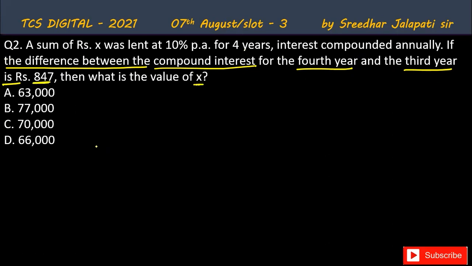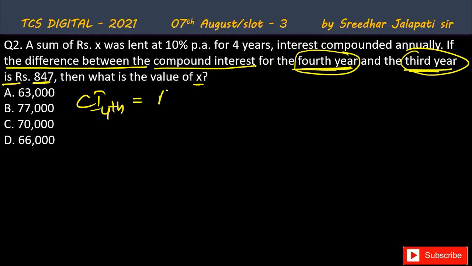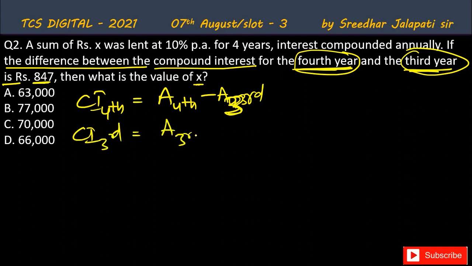So you need to understand this question carefully, that this is the difference between the interest earned for the 4th year and the 3rd year, not for 4 years and 3 years. This is particularly for the 4th year, and this is particularly for the 3rd year. By the way, interest for the 4th year is nothing but amount at the end of the 4th year minus amount at the end of the 3rd year. Similarly, interest for the 3rd year is amount at the end of the 3rd year minus amount at the end of the 2nd year. I hope you understand this.